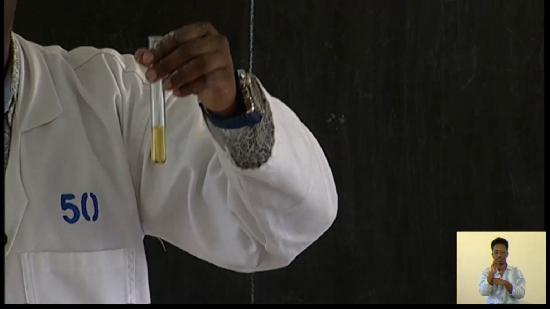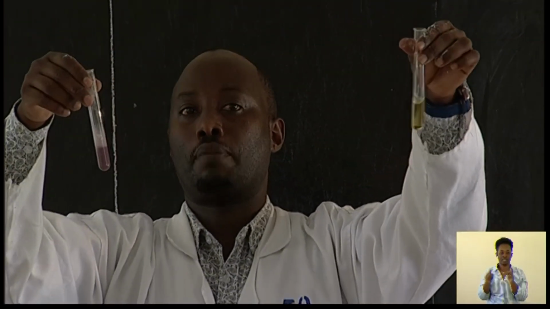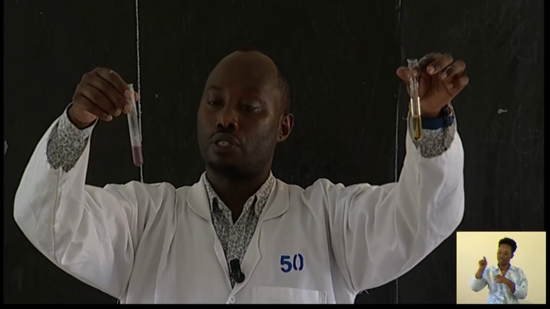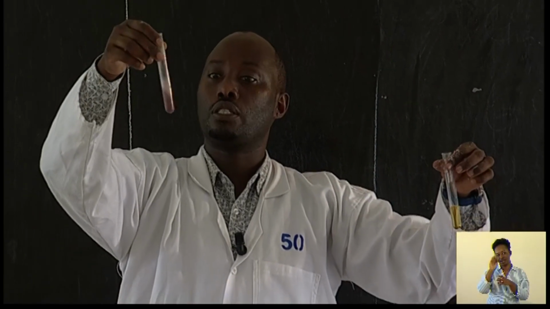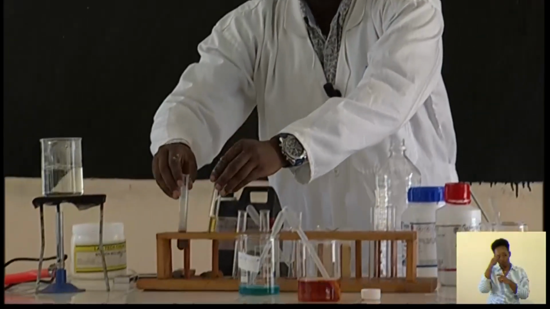So you can compare the two. In this one, the brown color of iodine solution persists, meaning that in this solution there is absence of starch. But this one is blue-black in color, which indicates there is presence of starch.